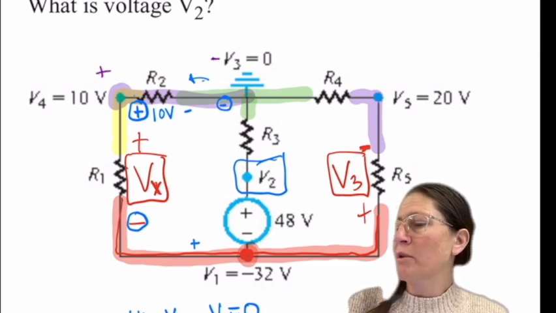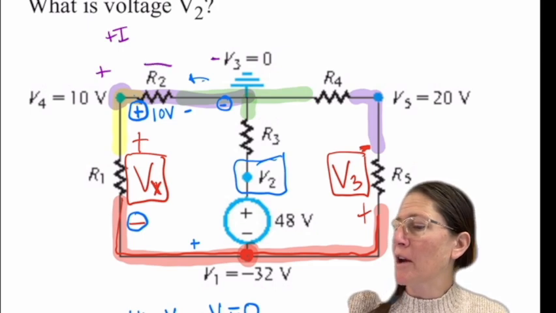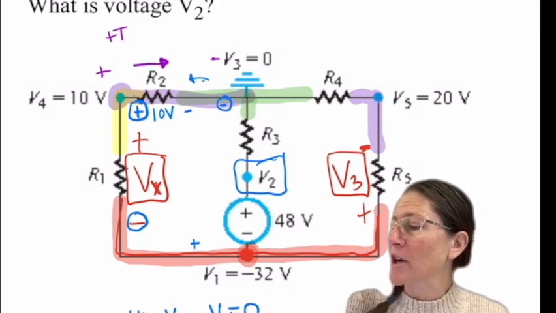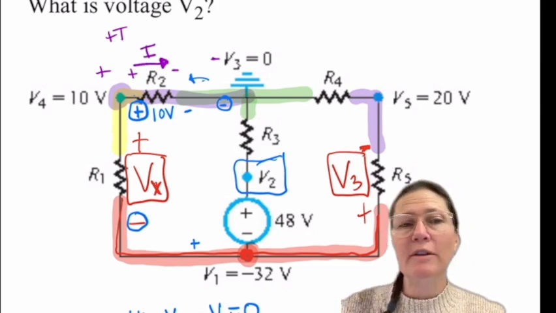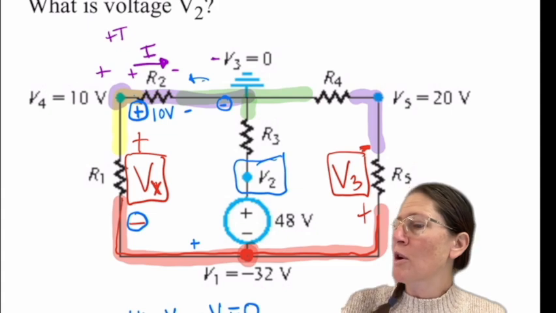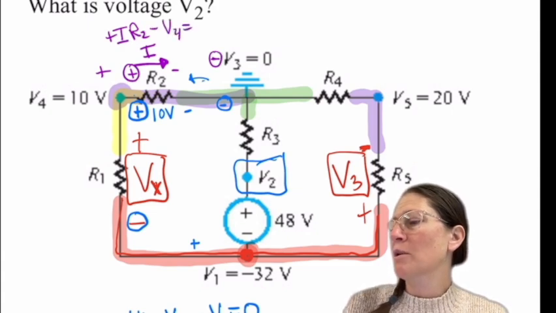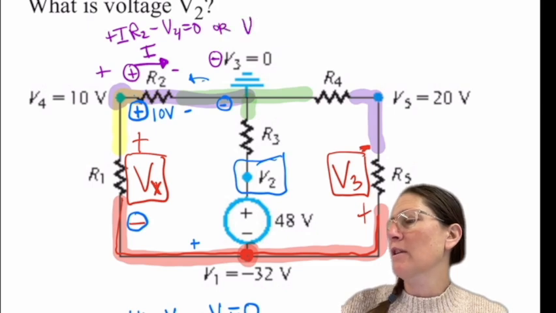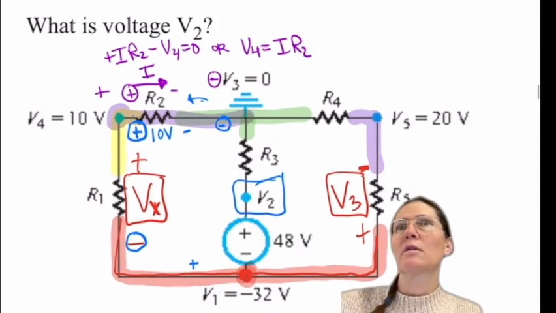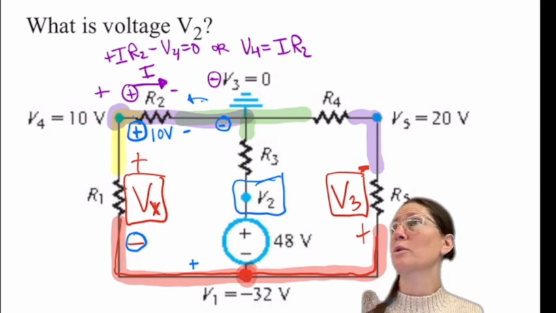And again, this is plus to minus. I'll call it I2, and I'm going to label it in the same direction as that polarity. So it's plus to minus, the same as that voltage. So plus I R2, and then minus. So this would be plus and then minus V4 equals 0. Or you can say that V4 is I times R2. It's not a KCL. It's a voltage loop.